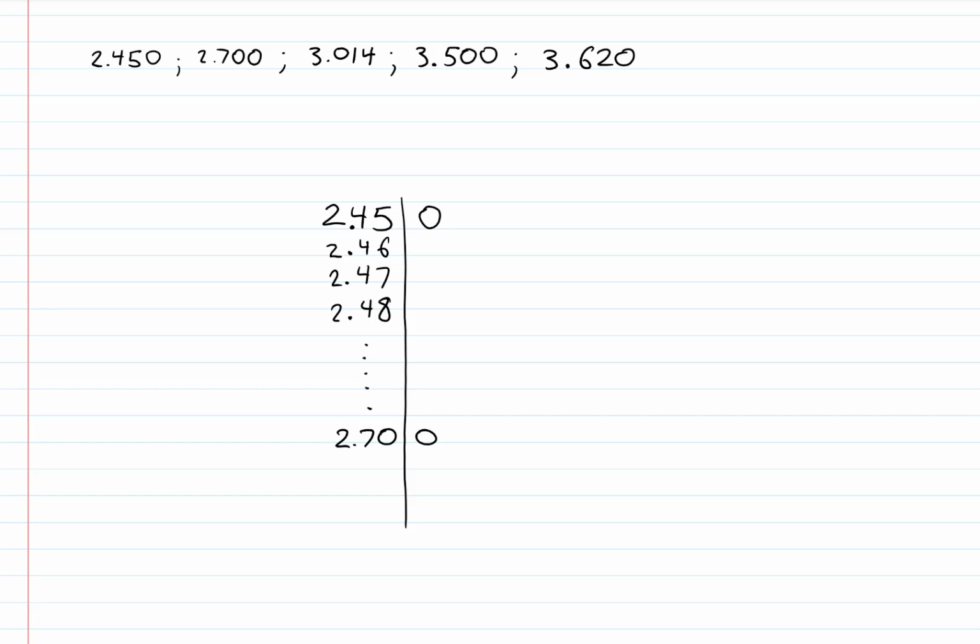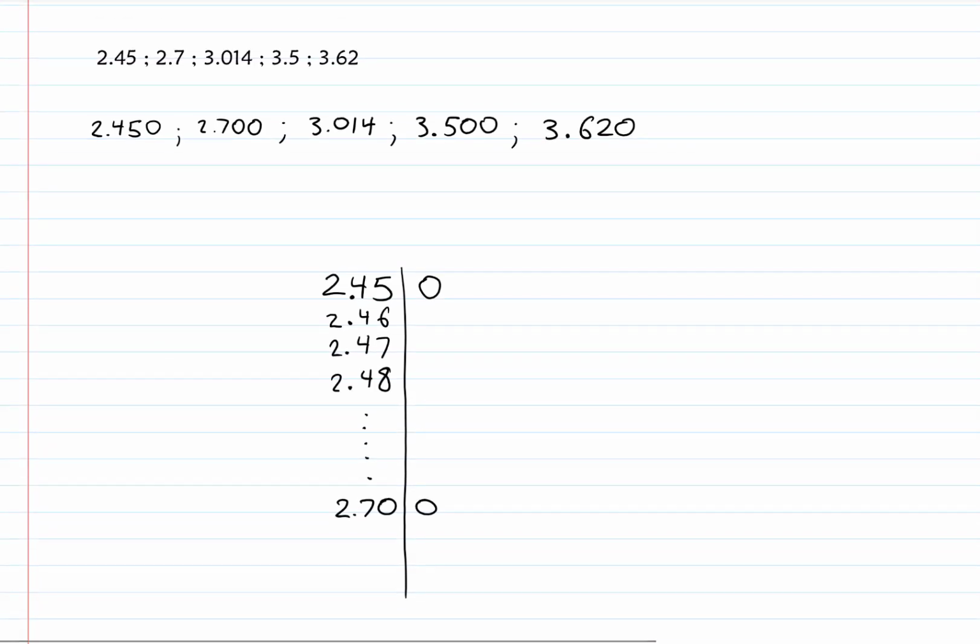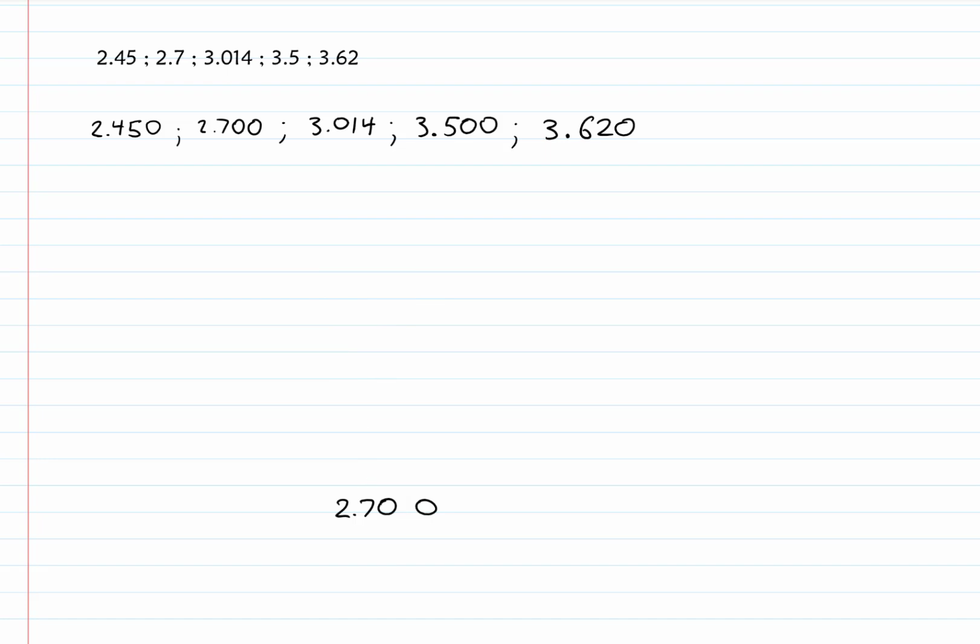Or if you think that that makes the whole thing pointless, then you might decide to round off to fewer decimal places. I'm not saying you should or should not do that. I'm saying that's one thing you could do. You might decide to only record to the tens place instead, and then this would be rounded off to 2.5, and then you have 2.7, and then 3.0, and 3.5, and 3.6, and then your stem plot would be much more manageable.